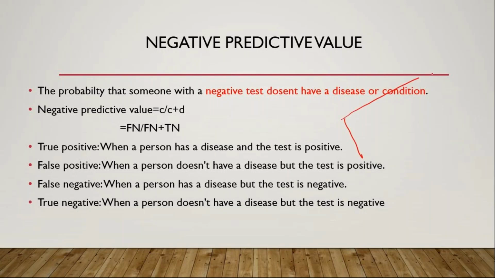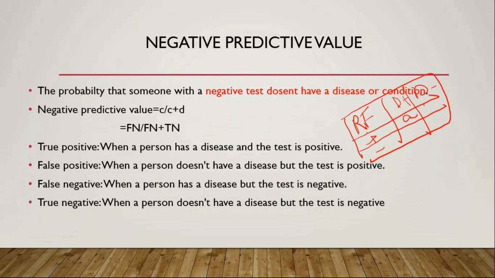Make a 2 by 2 table again. Write risk factor, present absent, disease present absent. Write A, true positive, disease is present, risk factor present. Write B, that is false positive, that is disease is absent but risk factor is present. Write C, that is false negative, disease is present but risk factor is absent. And write D if none of these, that is disease is also absent, risk factor is also not there. So negative predictive value is the lower part horizontally, so it is C upon C plus D.